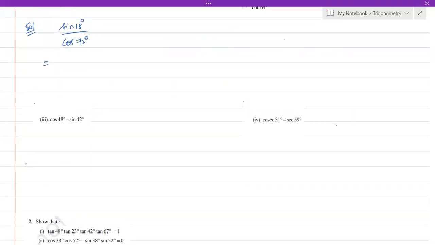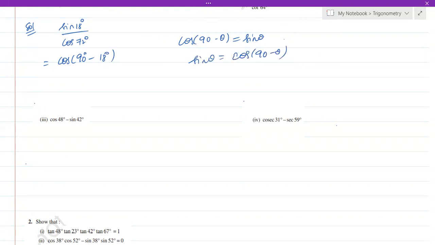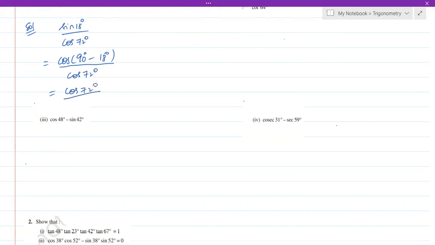So sine 18 degrees can also be written as cos of 90 minus 18. I hope that's clear, because we have a formula which says that cos of 90 minus theta is sine theta, or I can write it the other way: sine theta can also be written as cos of 90 minus theta, divided by the denominator as it is. So 90 minus 18 becomes 72. So cos 72 by cos 72. Both are the same and get cancelled. The final answer is 1.